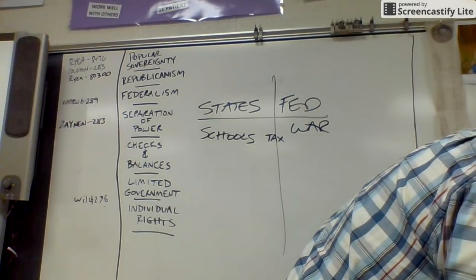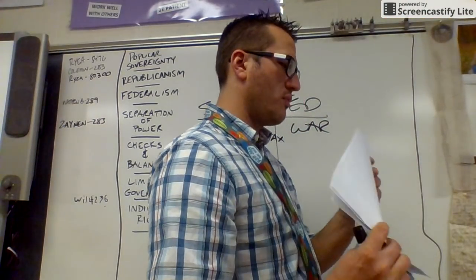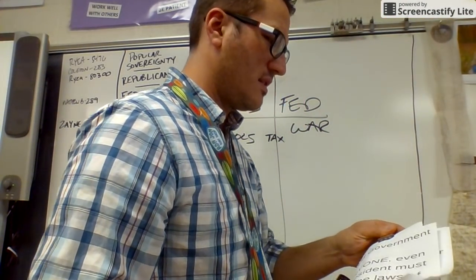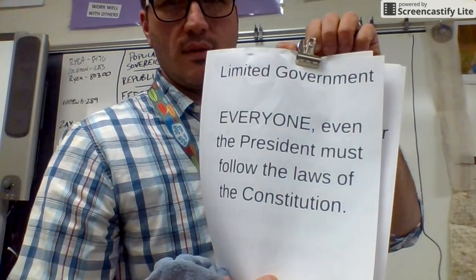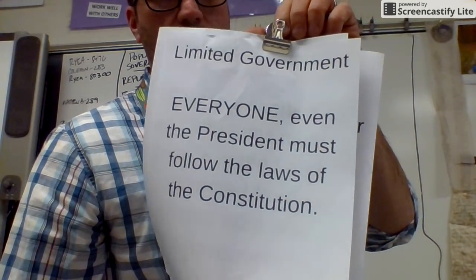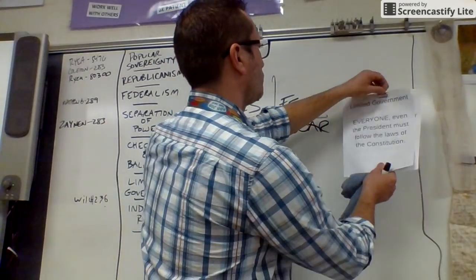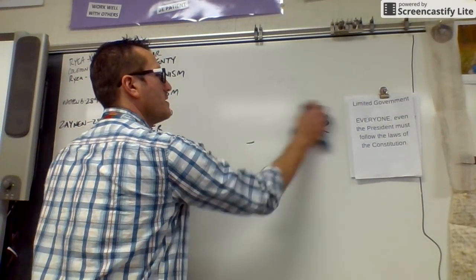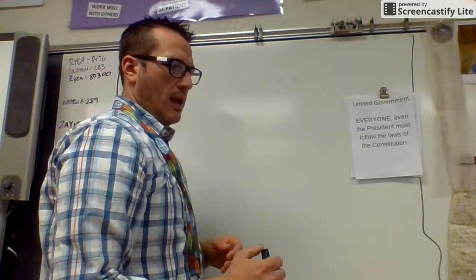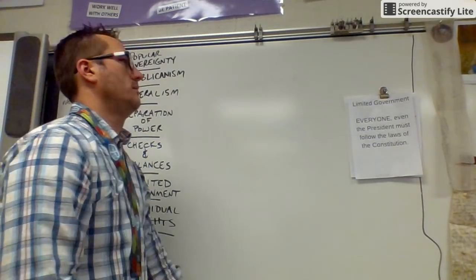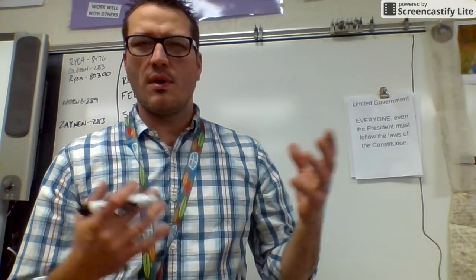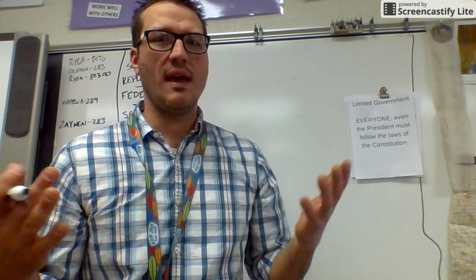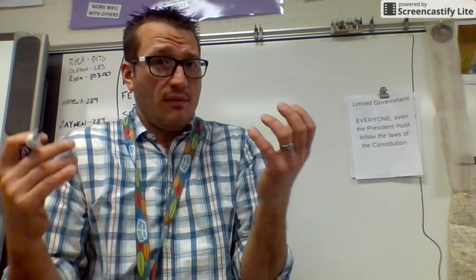Next one is limited government, guys. Everyone, even the President of the United States, has to follow the laws of the Constitution. So we have the President, we've got Congress, and they are our government. As our government, we did not want to go back to the days of monarchies and kings where they had unlimited power. They could do whatever they wanted. They didn't even have to follow their own laws. And often they did not.